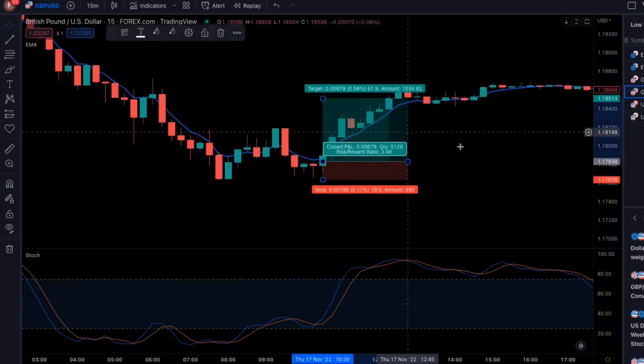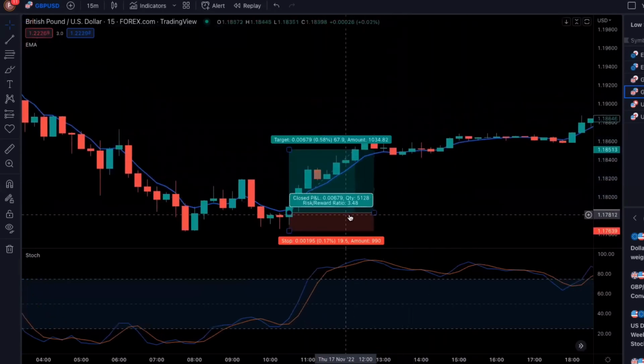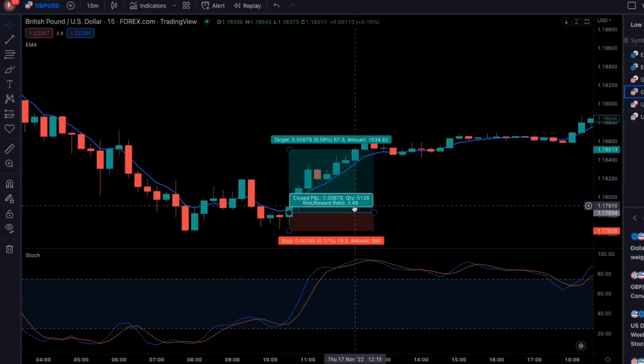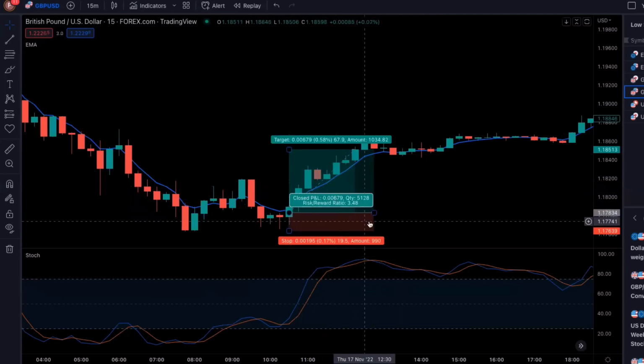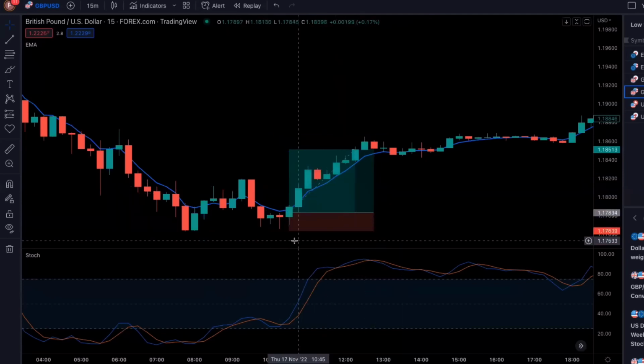So for instance, that trade would have been almost a 3.5 to 1 risk to reward ratio, right? You know, risking $100 to win $348. That's pretty awesome. So you know, simple rules, but you have to be super disciplined for some of this stuff, right?